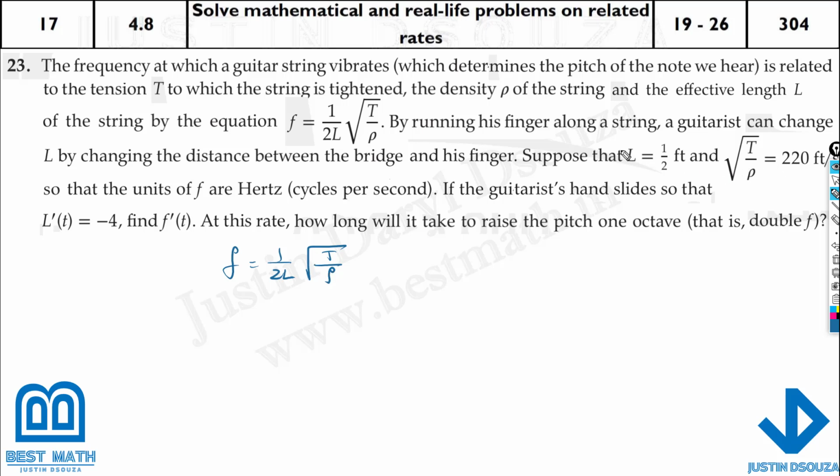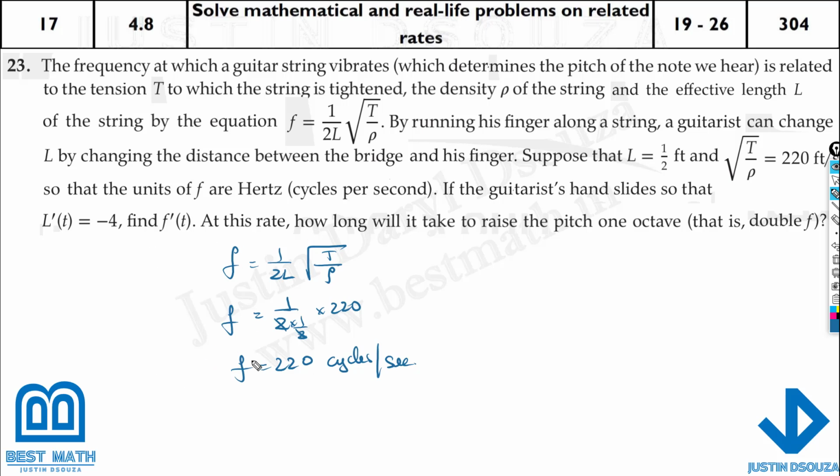Let's substitute what is known. They have told suppose L is half. So here 1 by 2 times half, so this cancels off. And this square root of T by rho, that entire thing is 220. So what is the frequency? This is 1, and 1 times 220 is 220 itself. 220 hertz is the frequency. Frequency is given in hertz, cycles per second.